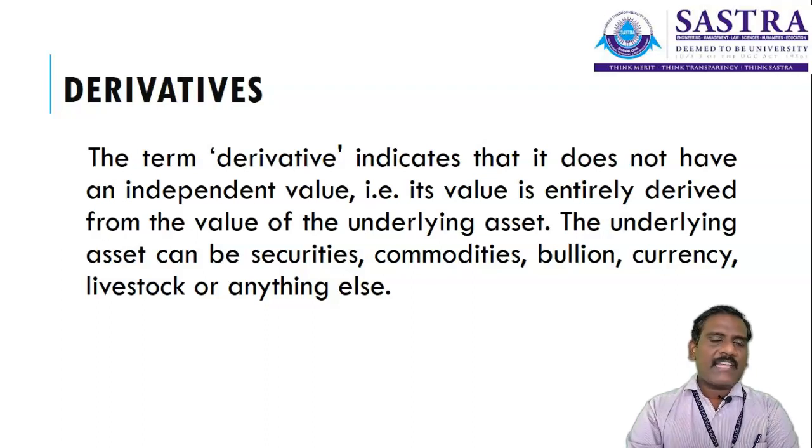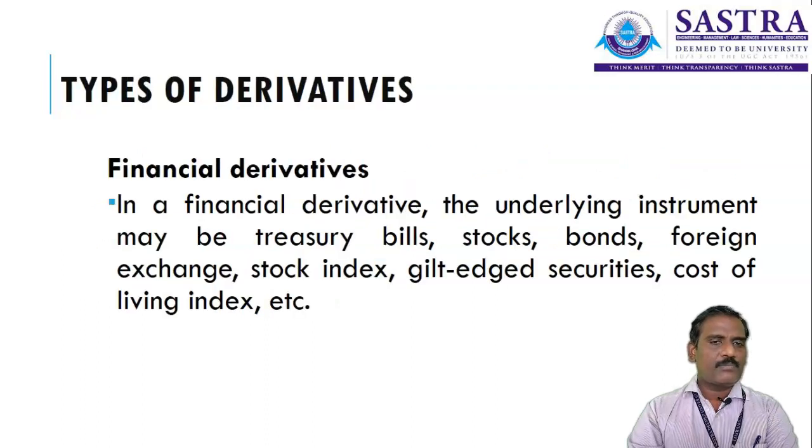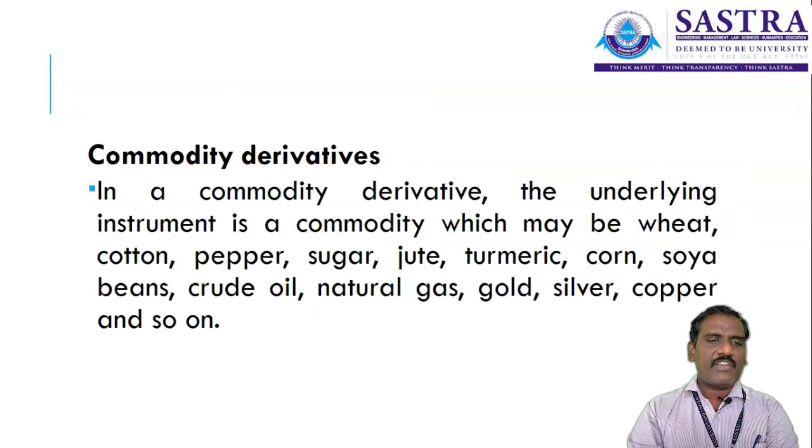So what underlying assets are used in India? They can be classified as securities, commodities, bullion, currency, livestock, or any other thing that can be included, like interest rate. These kinds of instruments are used as underlying assets. There are different types of derivatives, classified into financial derivatives and commodity derivatives.